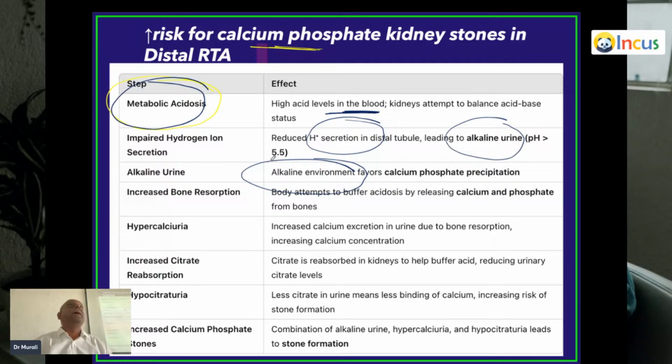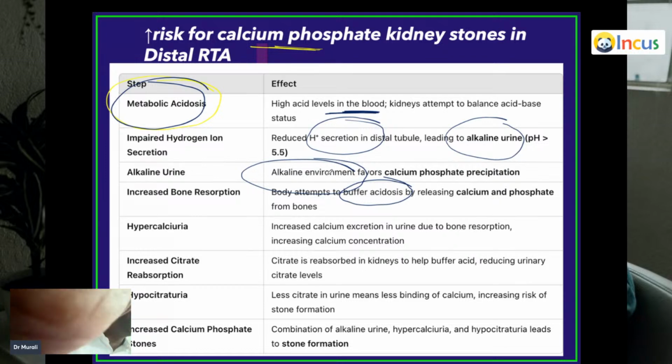Another thing. Distal renal tubular acidosis is a state of acidosis. When there is acidosis, it will go to the bone. And bone provides the required buffer to neutralize the acid in the body. There are different buffers available in the body: phosphate buffer, bicarb buffer, etc. Buffer systems in the body.